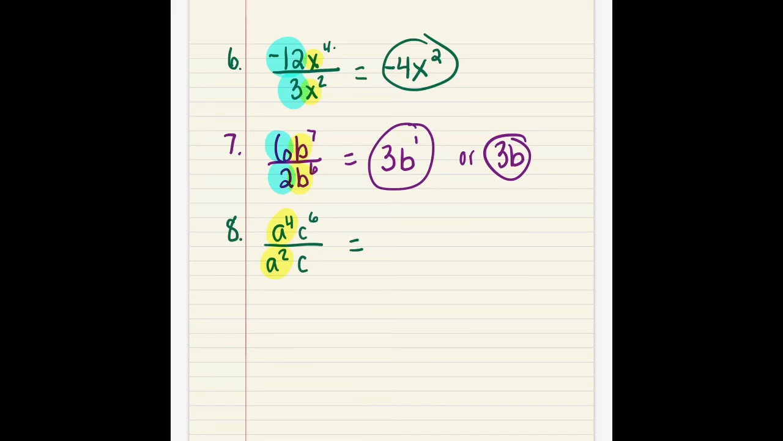We're going to try and combine those base A's into one base A by subtracting those exponents and using the quotient rule. So we're going to do 4 minus 2, which is a squared. Then we're going to look at our base C's. We have a base C to the 6th and regular C. Remember, the regular C has an invisible exponent of 1. We're going to combine those bases together and subtract our exponents, 6 minus 1, which is 5. Our final answer is a squared C to the 5th.